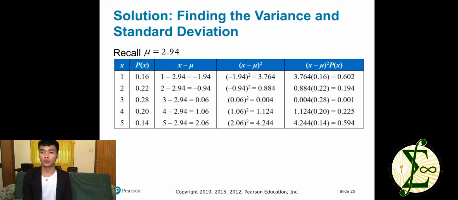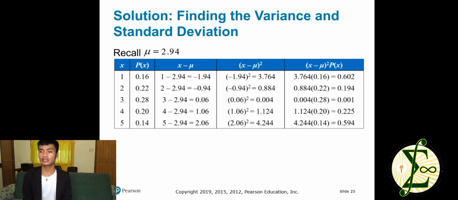Then squared. The square of the difference 1 minus 2.94 is equal to 3.764. The difference when our x is 2, negative 0.94 squared, is equal to 0.884. When our x is 3, the difference is 0.06, then squared will become 0.004. When our x is 4, the difference is 1.06, then squared is equal to 1.124. The difference when our x is 5 is 2.06, then 2.06 squared is equal to 4.244. Then this square shall be multiplied with its corresponding probability.